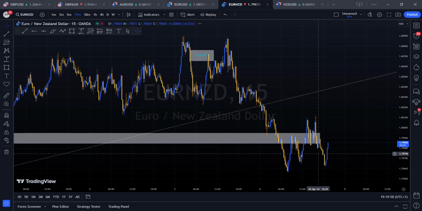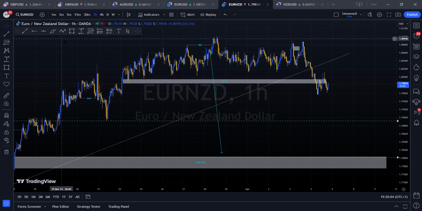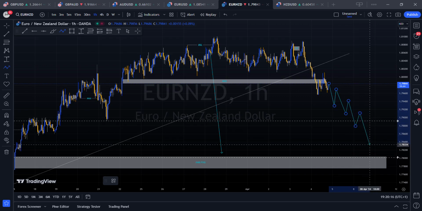So price went up again into this fair value gap to fill the fair value gap, and then what we're going to see is another wave, another wave of drop to the downside. Okay, so this is what I'll be looking for, something like this. I'll be expecting something just like that, to just keep coming down.